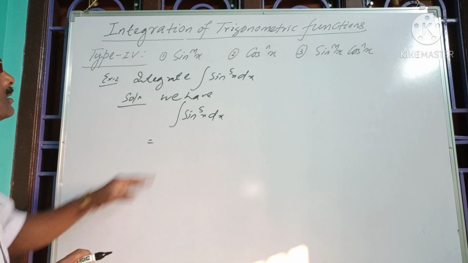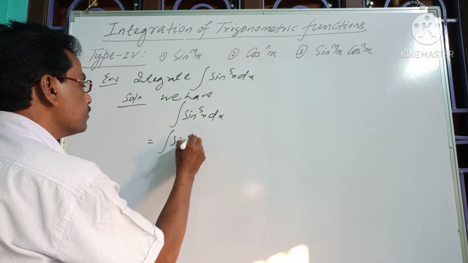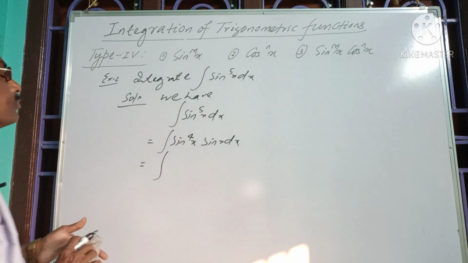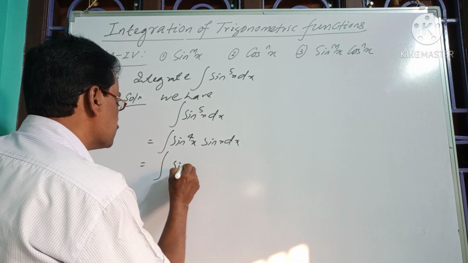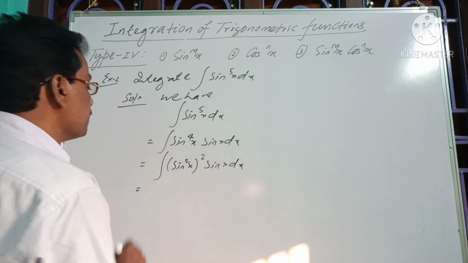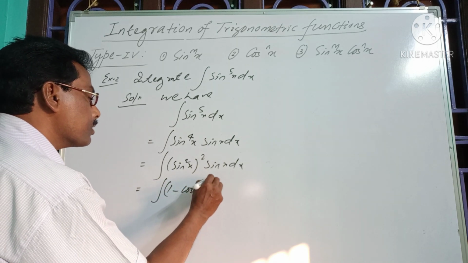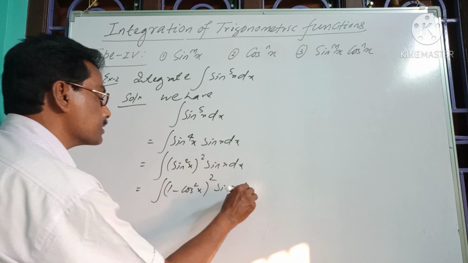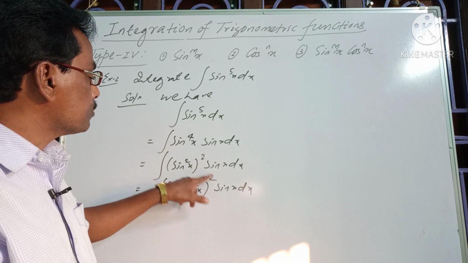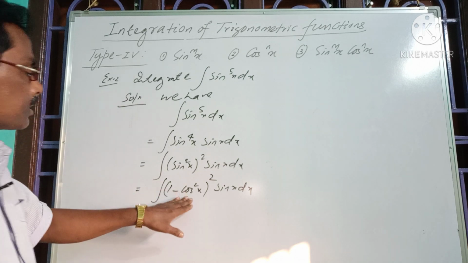So now taking one sine factor out of the integral, we have integration of sine to the power 4x into sine x with respect to x. Now sine to the power 4x can again be broken into sine square x to the power 2 into sine x with respect to x. Again simplifying sine square x as 1 minus cos square x, we have integration of 1 minus cos square x to the power 2 into sine x with respect to x. So now let us apply the method of substitution, that is substituting cos x as v.